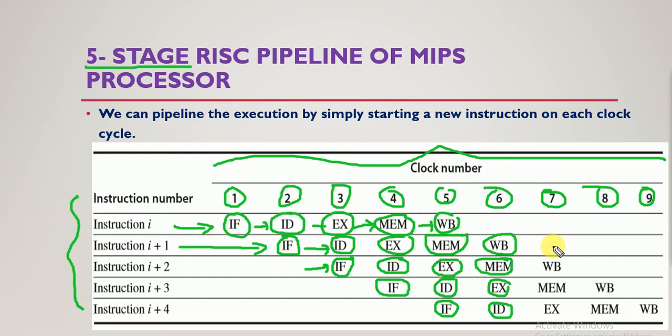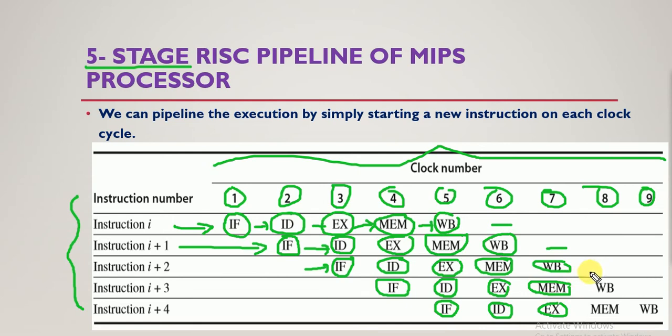Then in the seventh clock cycle, I plus 1 is already over, so it will not do anything. Then instruction I plus 2 will do write back. Then I plus 3 will do memory, and I plus 4 will do execution.